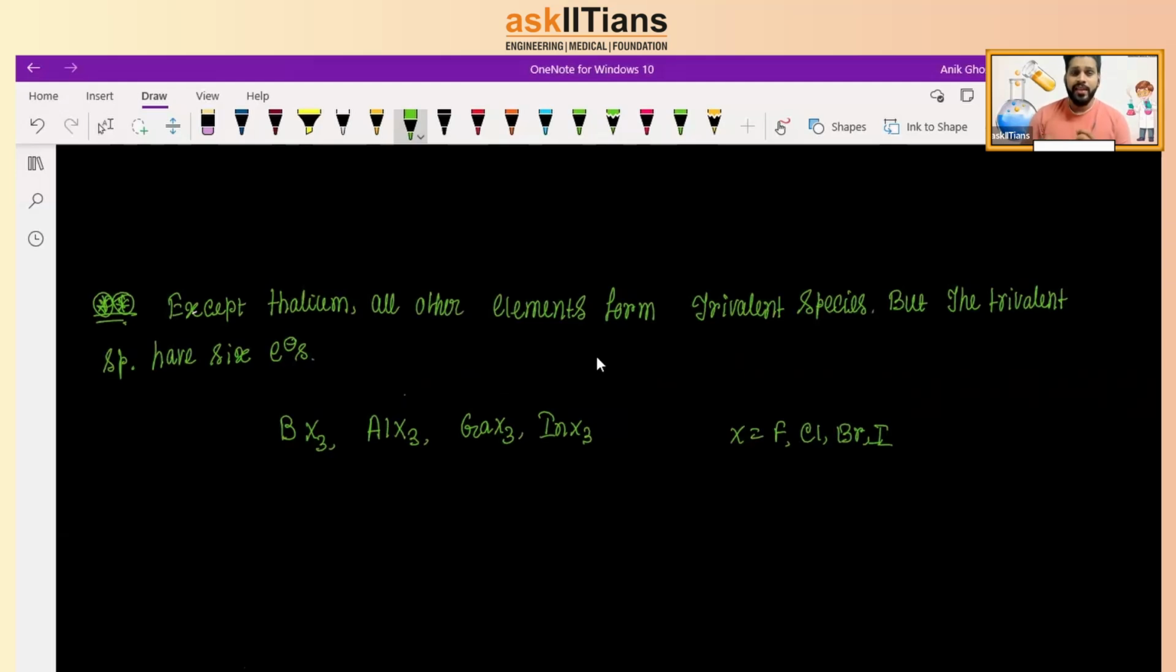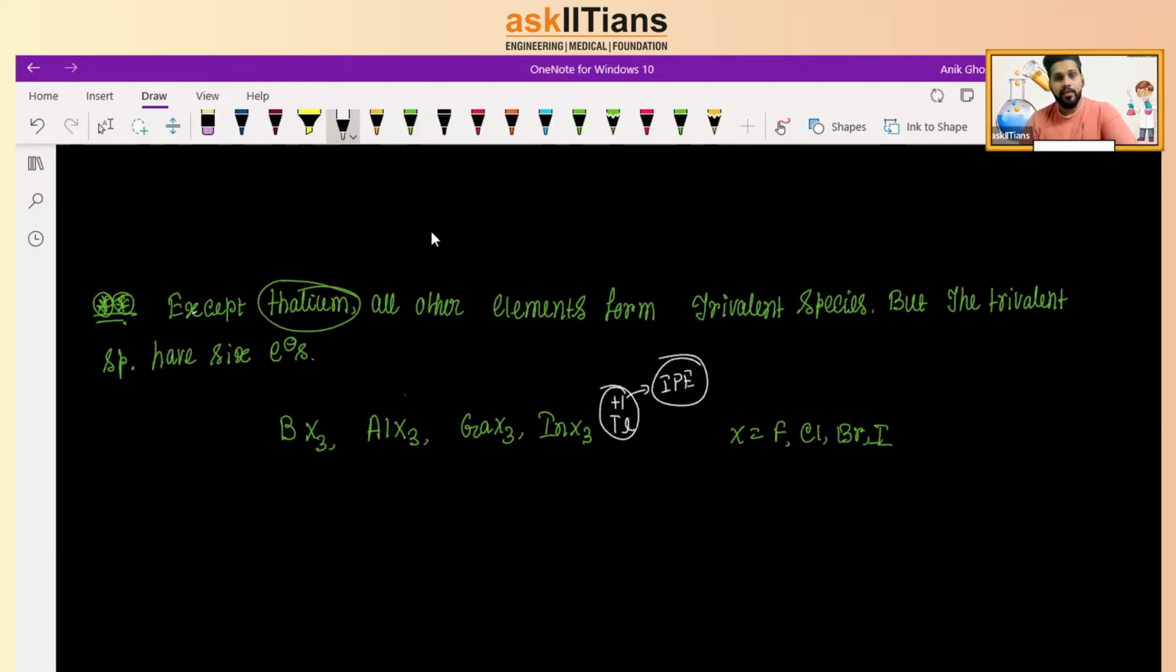The first question is, except thallium, all the other elements are trivalent species. What I mean from this question is, for an example, thallium cannot go all the way up to the valency of 3, correct? The most that it can go to is the valency of 1, because of the inert pair effect.